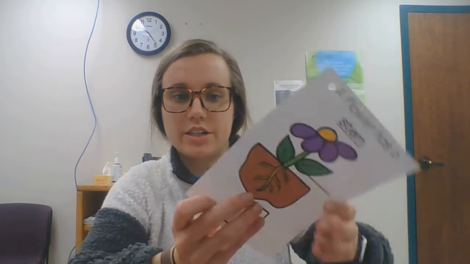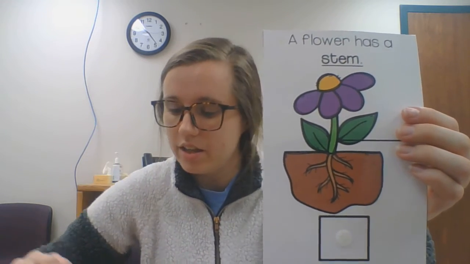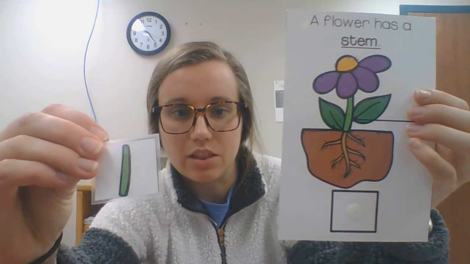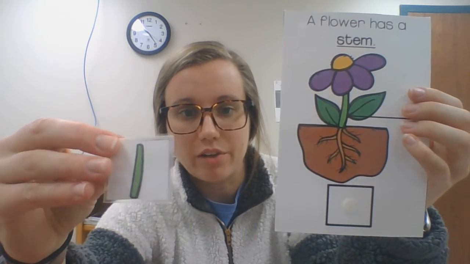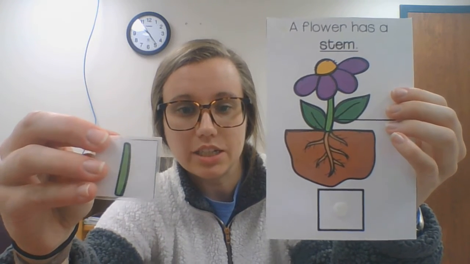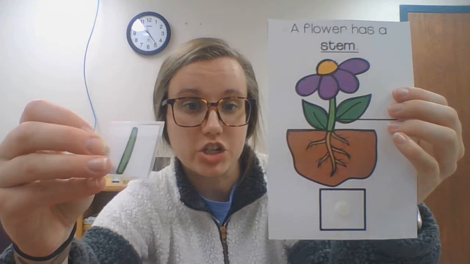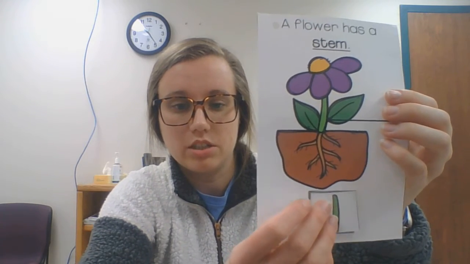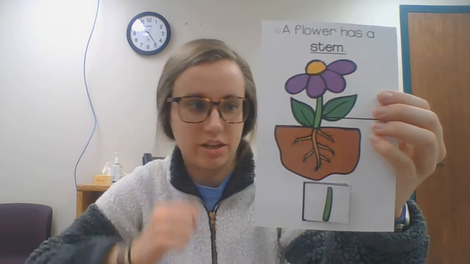The next part is a flower has a stem, okay? And this is what a stem might look like. Some plants have really long stems, some of them have short stems, some of them are thicker or thinner, some of them are straight up and down, some of them are curved, okay? Stems look a little different in every plant.